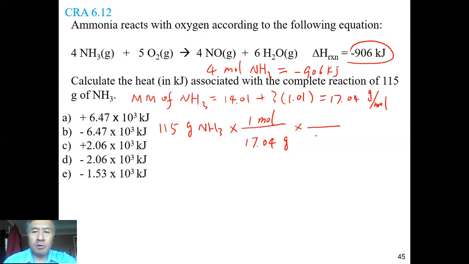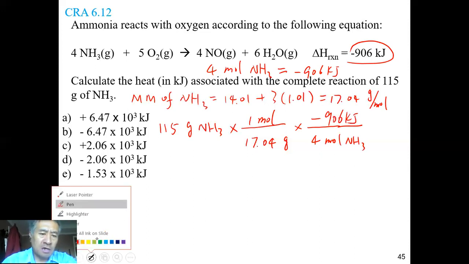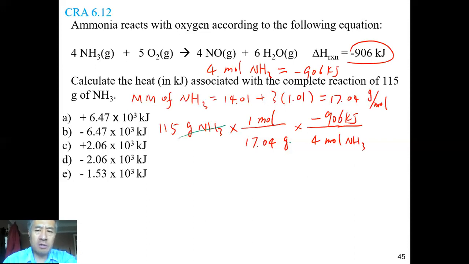So therefore, we will write 4 moles NH3 and negative 906 kJ. Now we will cross out those units: grams cancel out, moles cancel out, and then we have kJ. So we get negative 1.53 times 10 to the 3 kJ. Therefore, the answer is E.